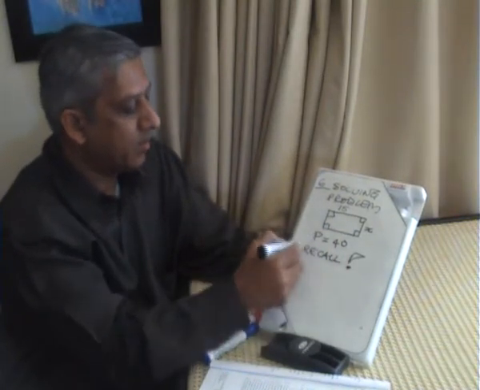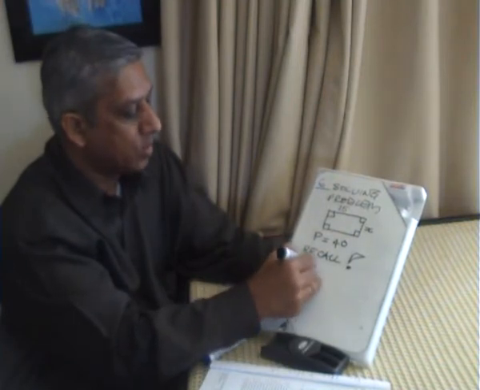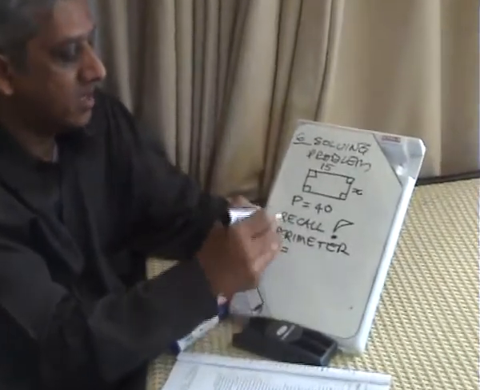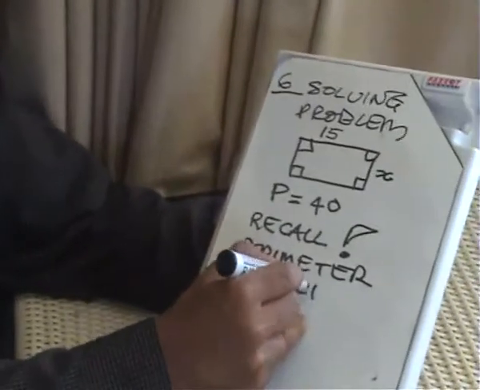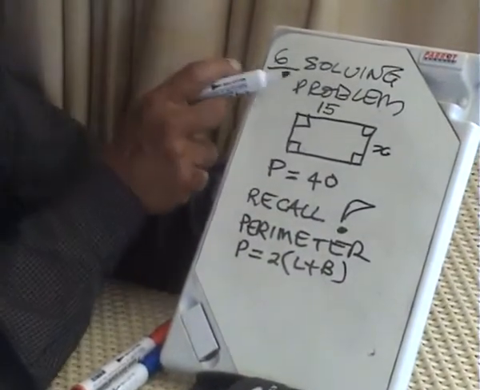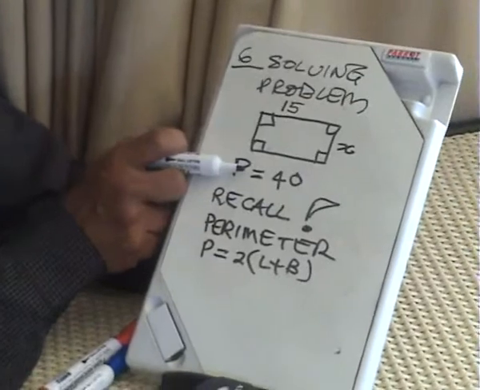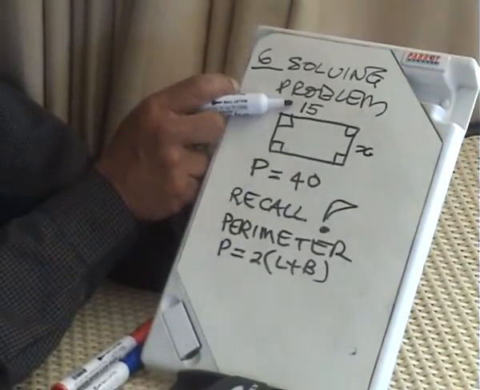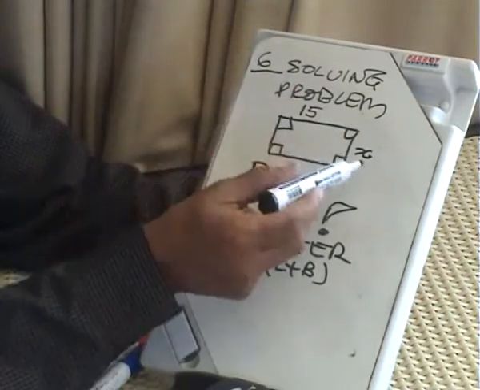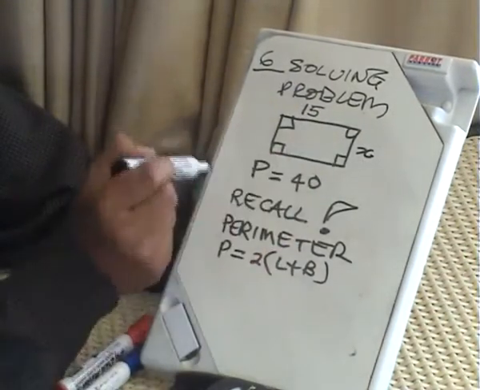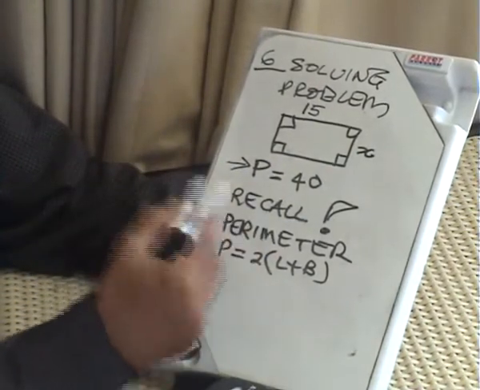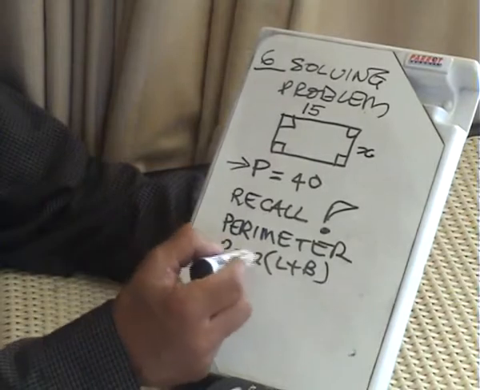They gave you P is perimeter. So you will recall what is perimeter. And then you will recall perimeter is 2 into length plus breadth for a rectangle. So if I was solving this problem and I was told the perimeter is 40, I was told one side is 15, I was asked to find x, draw a diagram, fill in your information, look at the given information, recall as much information as you can. So we recall perimeter is 2 into length plus breadth.